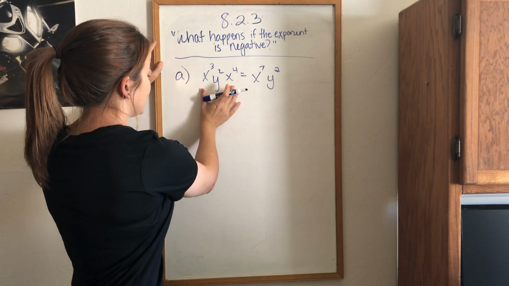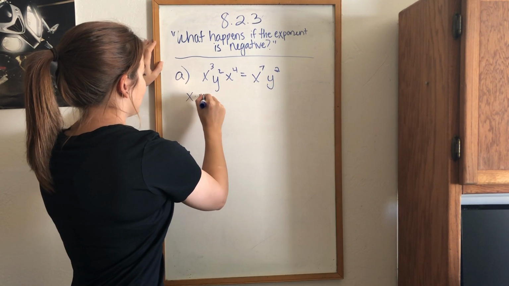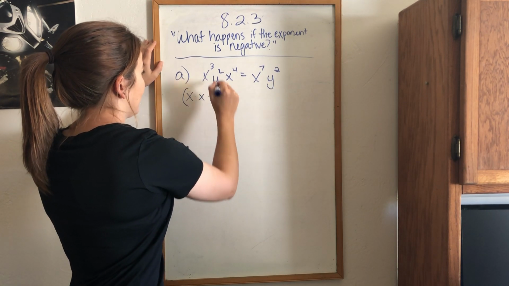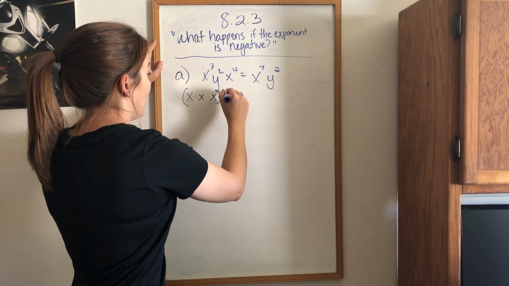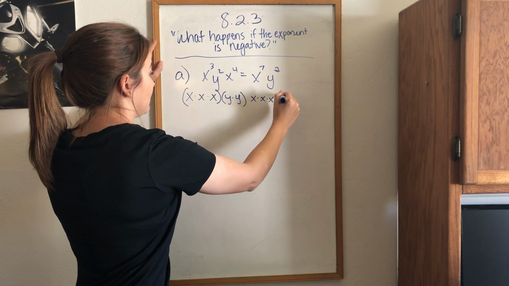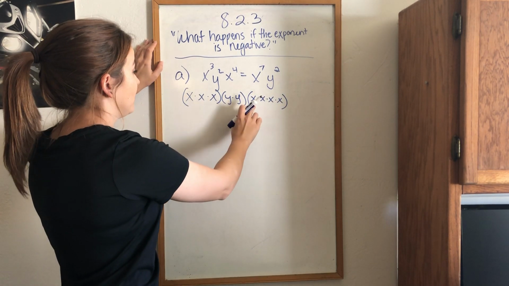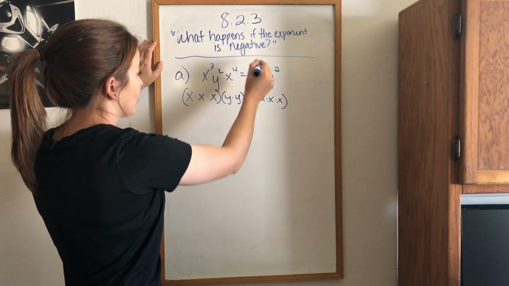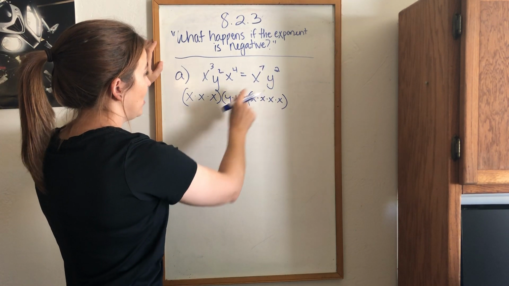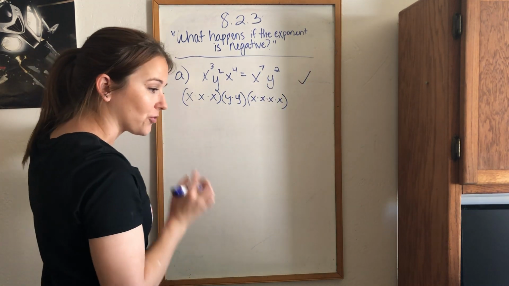So let's see if this matches. I'm going to expand that out to x times x times x. That's going to expand to y times y. That's going to expand to x times x times x times x. So I'm counting my x's, 1, 2, 3, 4, 5, 6, 7. That works. And then y is just 2 y's. So I have x to the 7th, y to the 2nd. So A looks correct to me.